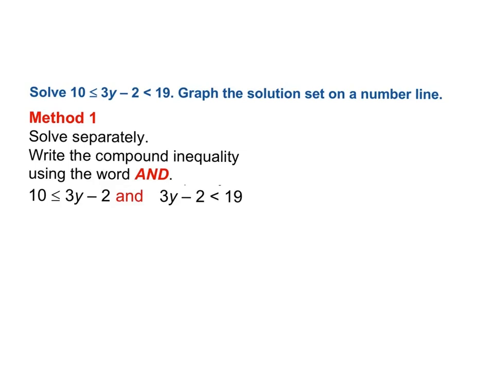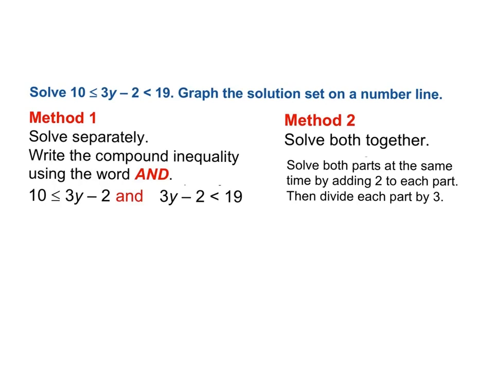So let me show you method 2 now. Method 2 is to actually solve both of them together simultaneously. Understanding that the steps in order to solve those inequalities are going to be the same, you just have to go through it twice.